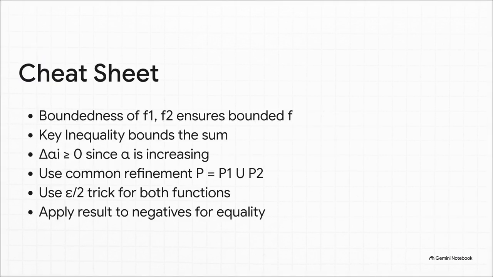Before we wrap this explainer, let's lock this entire proof into your memory with a rapid-fire English cheat sheet. Number 1. If f1 and f2 are bounded, then the sum is completely bounded. Number 2, our key inequality bounds the sum. Number 3, delta alpha is always positive, because alpha is strictly increasing here. Number 4, always grab that common refinement P. Number 5, the legendary epsilon by 2 trick is what controls both functions. And number 6, if you need perfect equality, just hit the whole thing with the negative trick.